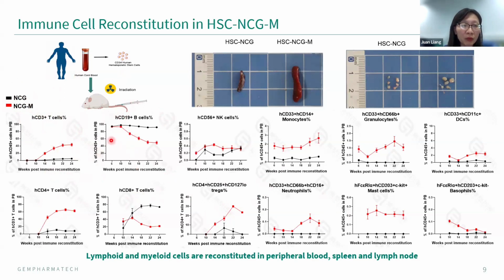Also, we may find the B cell ratio is a little bit decreased compared to the NCG mice. But when we look at the B cell count, we still have an increased B cell count in the NCGM mice compared with the NCG mice, which is data I have not shown you here. And when we transplant the HSC into the NCGM mice, they could also help spleen and cerebral development.